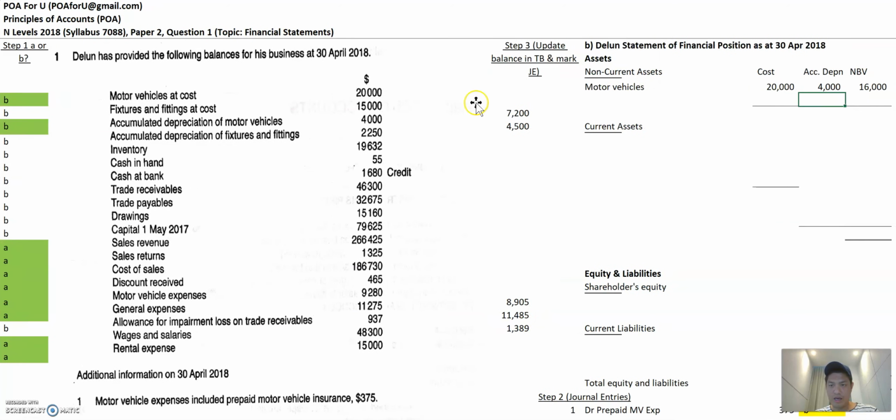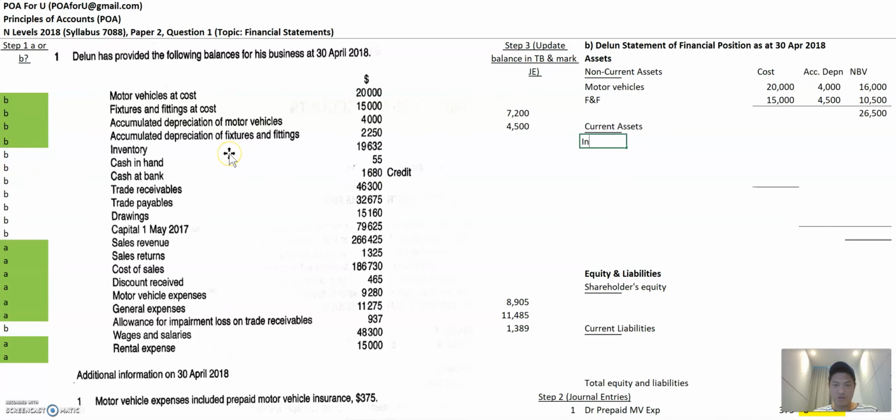And then we have the next non-current asset, fixtures and fittings. I'm going to abbreviate it here, 15,000, and there's no new number. And the new number for the accumulated depreciation for F&F is 4,500, and net book value is 15,000 less 4,500. Okay, I'm going to add up the net book values of all my non-current assets, and I'm going to have it there. I'm going to mark those that I've done. So now we continue with the rest of the items.